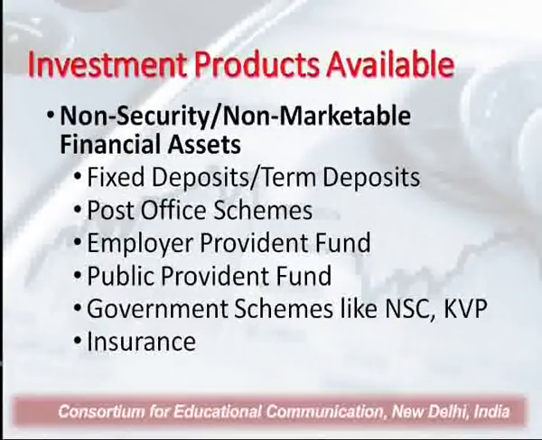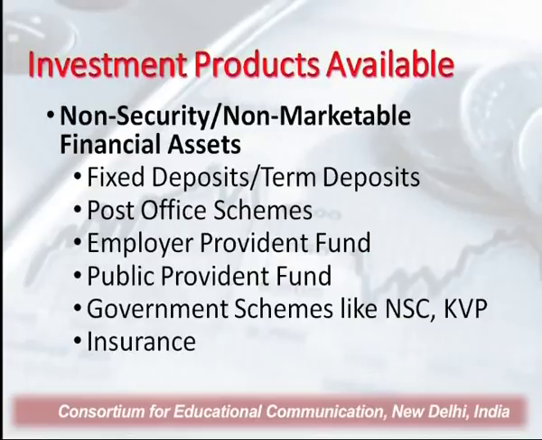Now, the investment products which are available are non-security investments, which can also be termed as non-marketable financial assets. For example, we can simply go to a bank and deposit our money in our savings bank account, which will give us very little, 3 to 4% of returns. Or we can deposit our money in a fixed deposit or a recurring deposit, or we can make some term deposits in a bank. We have various post office schemes in which one can invest money, and all of us understand these schemes.